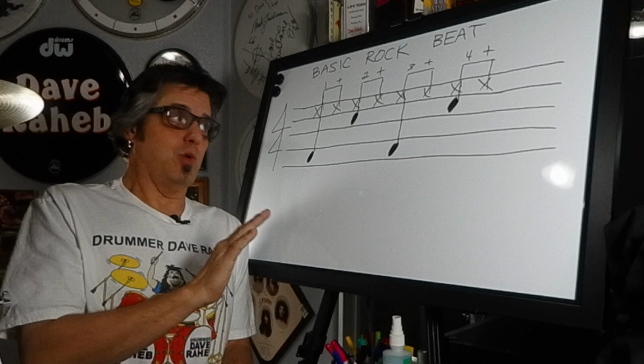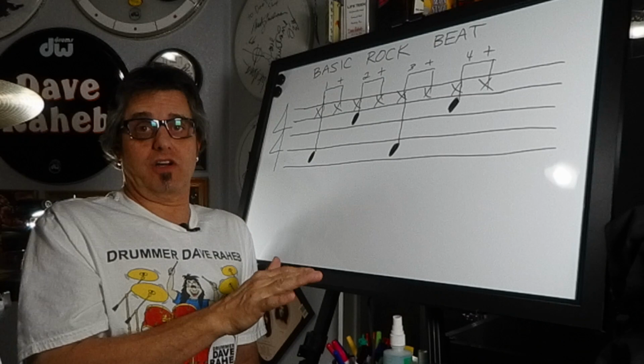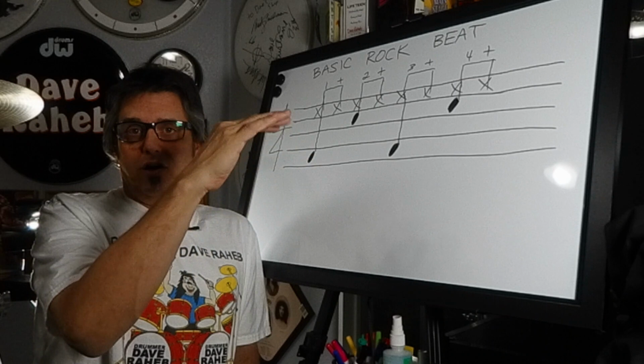If you have any questions about any of the note values, just leave me a message in the comments below and I will explain that in more detail. I'm going to be doing a series of videos on drum transcribing, and they're going to get progressively harder and more involved with variations. We'll be adding in 16th notes, 32nd notes, and all the toms and cymbals and where they go on here.